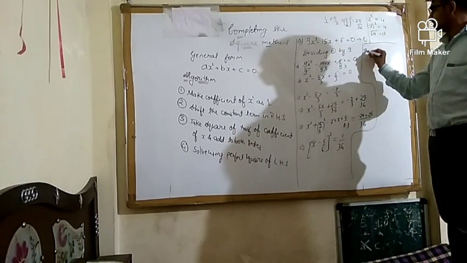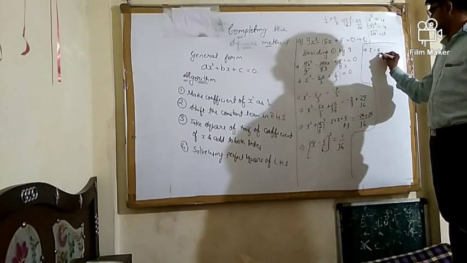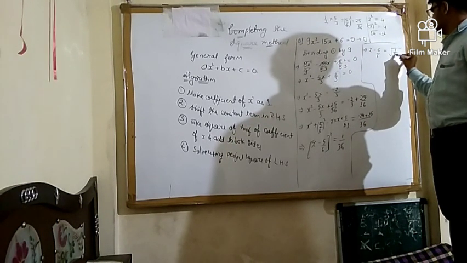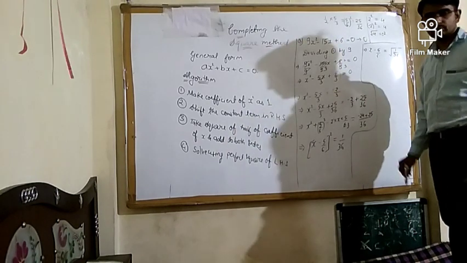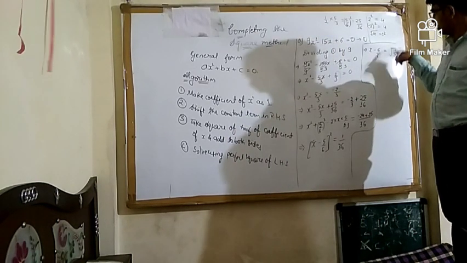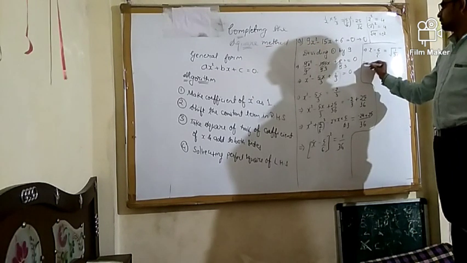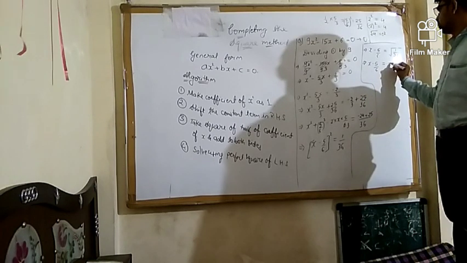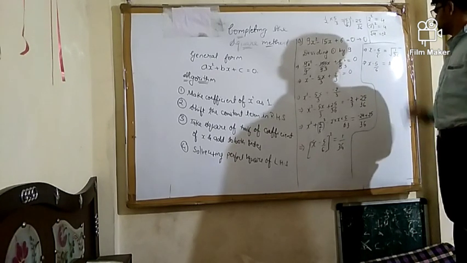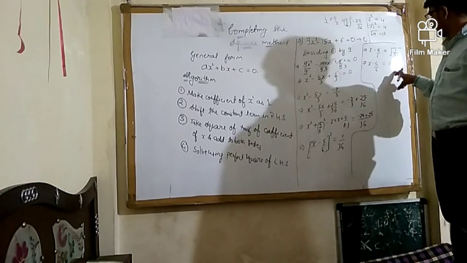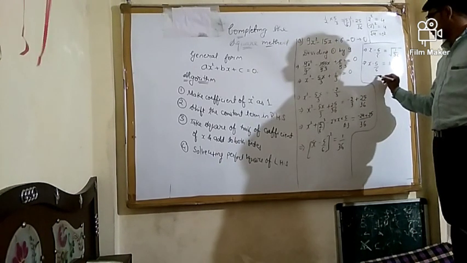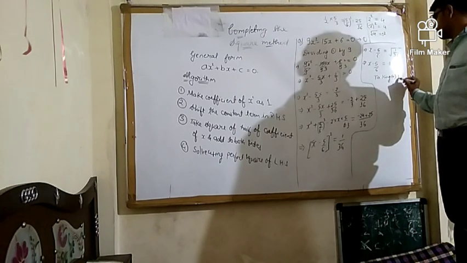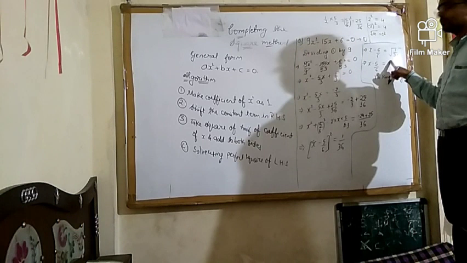What I will get is x minus 5 by 6 is equal to under root of 1 by 36. And when I take this out of the square root, what I will get is x minus 5 by 6 is equal to plus minus 1 by 6. Okay, the root of 36 is 6. Now, taking the positive sign, first we will take positive.